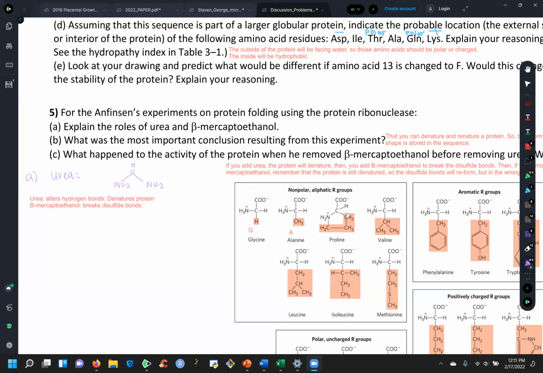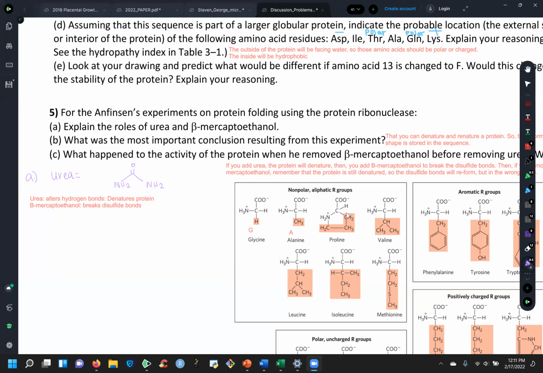If you remember correctly, last week we talked about two other reagents that do the same thing. Why didn't he just use those? Well, Anfinsen was from I don't know what year. He probably didn't have access to those reagents. So this is what he used and it worked. Okay. So here we go.